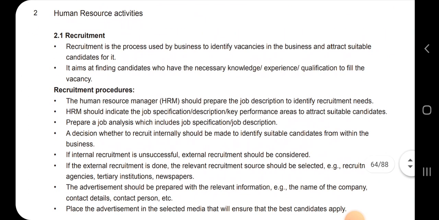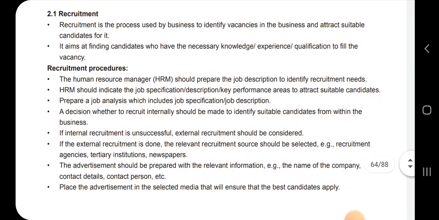So we have something that we call human resource activities. Activities are what the human resource does on a daily basis. What are the activities of human resources? Is to recruit. Recruitment is the process used by a business to identify vacancies in the business and attract suitable candidates to it. So they have to identify which posts are vacant and how they can hire the best people to occupy those vacant positions.